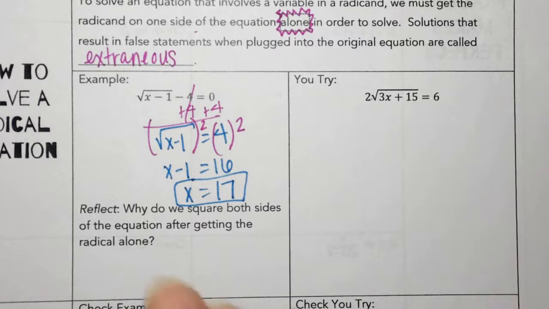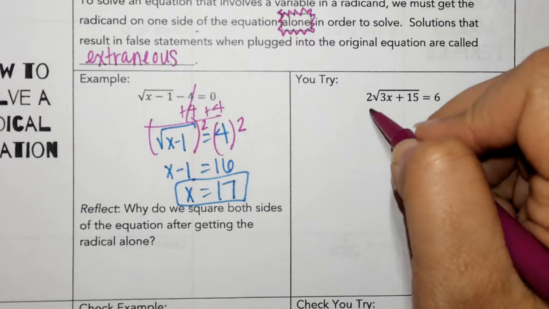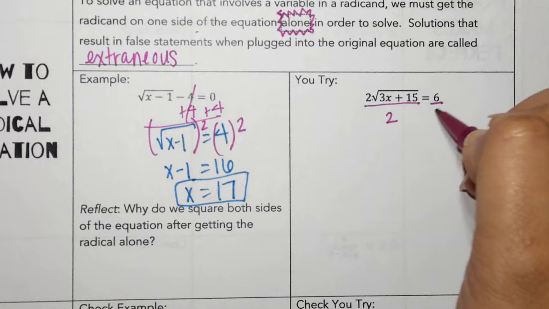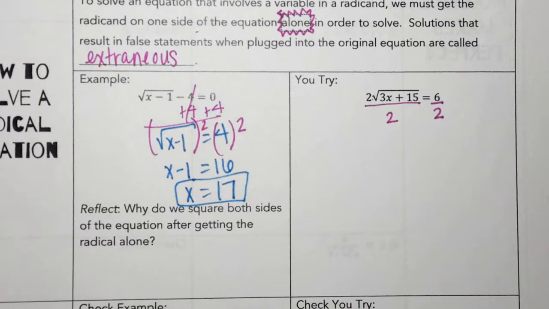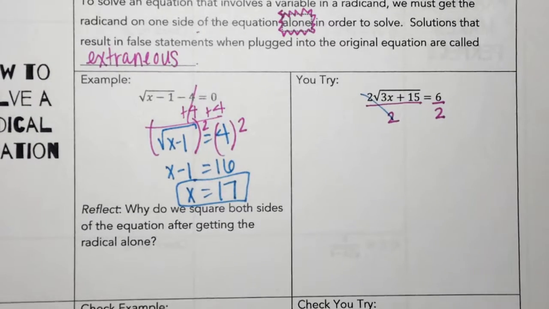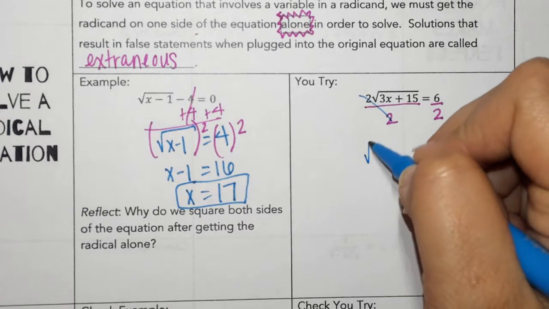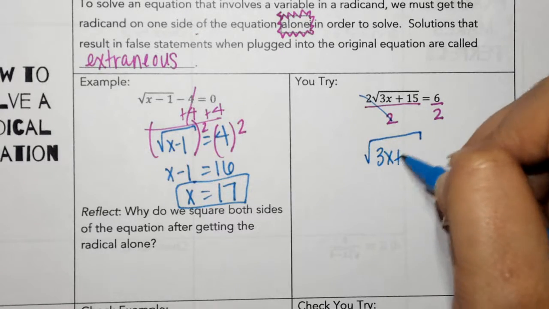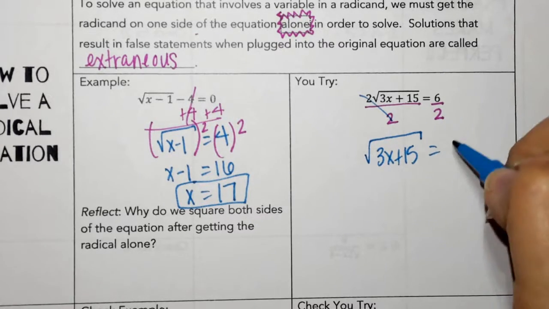Alright, now let's look at the one over here. What do you think we would do first to get rid of that 2? We can't distribute to the radical. Nope. We would divide by 2, because it's 2 times the radical. Your goal is to get the radical by itself. So the opposite of multiplication is division. So you have the square root of 3x plus 15 equal to what? 3.